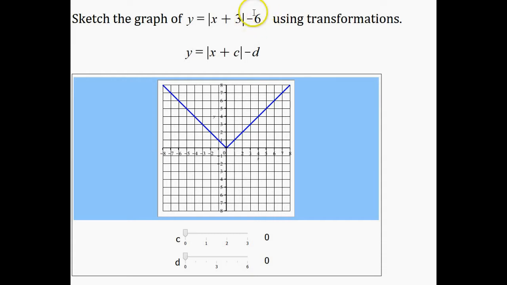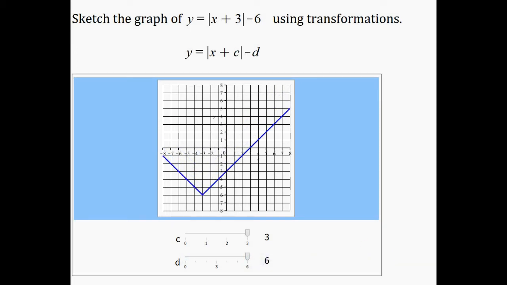Subtracting 6 on the outside, that's more direct. We're going to move the graph down 6 units by subtracting 6 from each y coordinate. So now going to the graph here, when we vary the parameter c from 0 to 3, that shifts the graph left 3 units. Now as we vary the parameter d from 0 to 6, that's going to move each point on the graph down 6 units. And this is the final product.